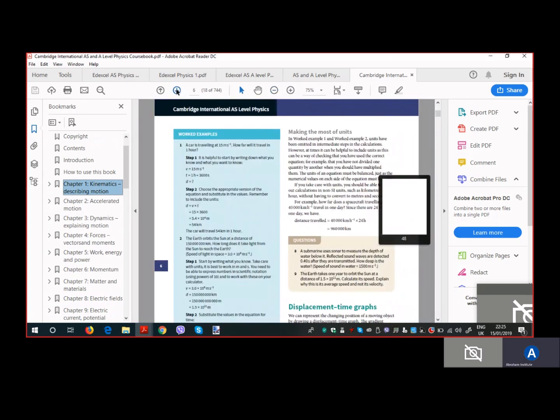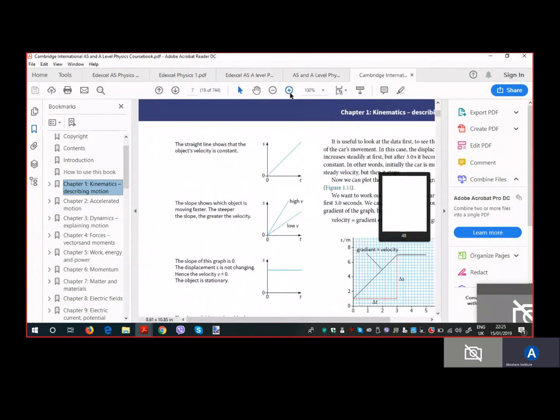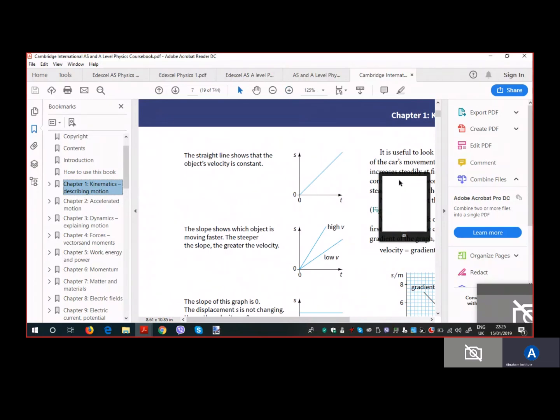Okay, and then this is very important. I wanted to tell you about this. Now you see here, what is the gradient of this graph? Is it positive, negative, zero, or decreasing or increasing? Increasing. No, it's constant. The gradient is constant. The displacement is increasing, so the gradient is, how come it's constant, sir?